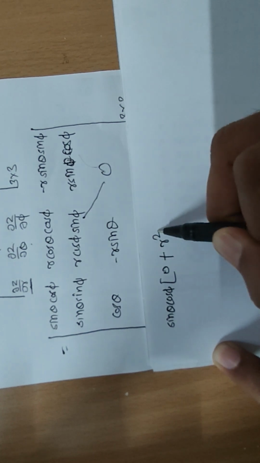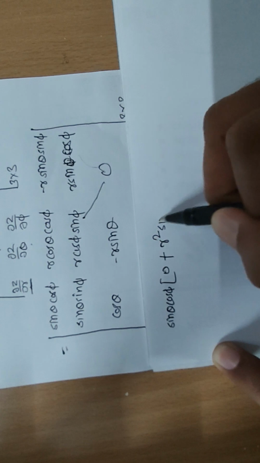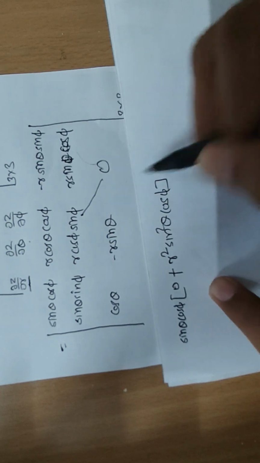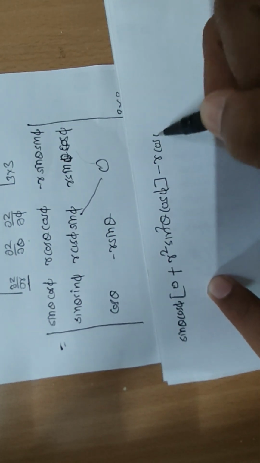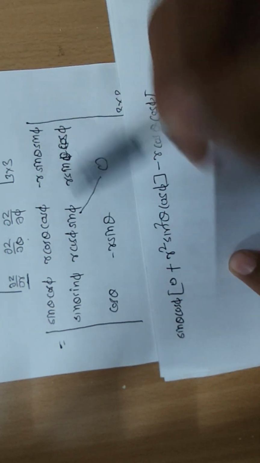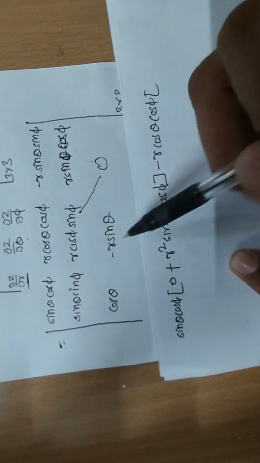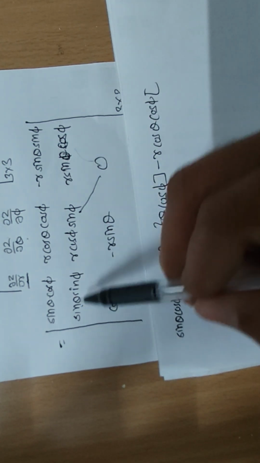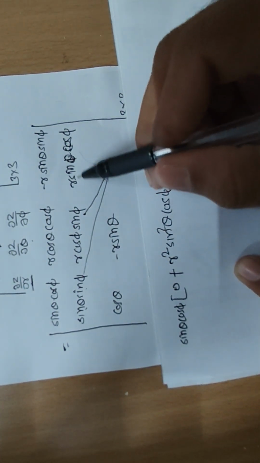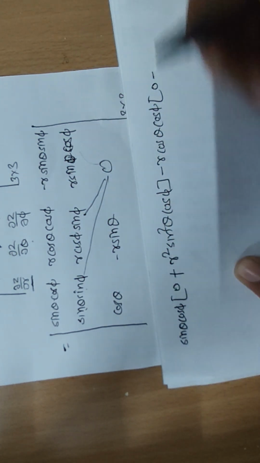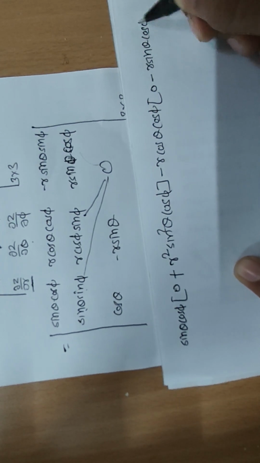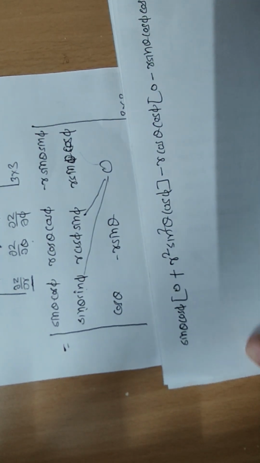R into R is R square, sin theta into sin theta is sin square theta, and cos phi as it is. Okay, first bracket close. Then second, minus of R cos theta into cos phi in bracket. Now first row and second column is crossed off, then remaining element multiplication and then subtract it. Sin theta into cos phi into 0, this into this is 0, minus r sin theta into cos phi into cos theta. So I am writing here r into sin theta cos phi cos theta, second bracket close.